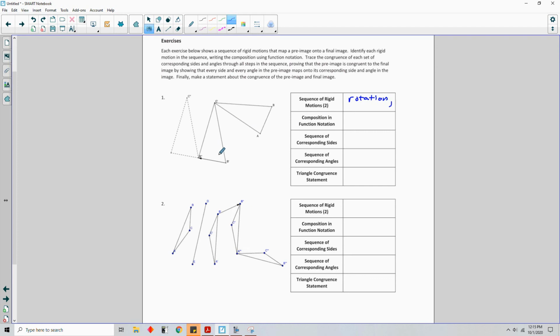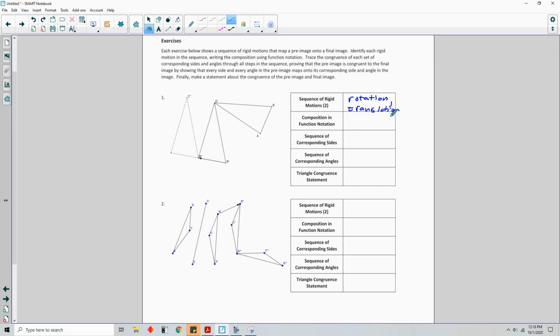And then to get this over here, notice there's a vector. That means that is a translation. Okay, translation. Then it says composition and function notation. Okay, so you work backwards, remember?